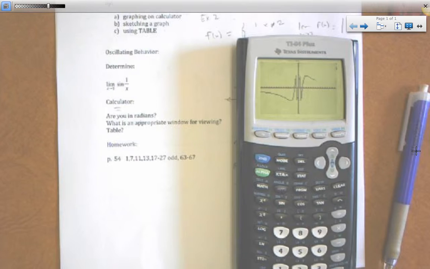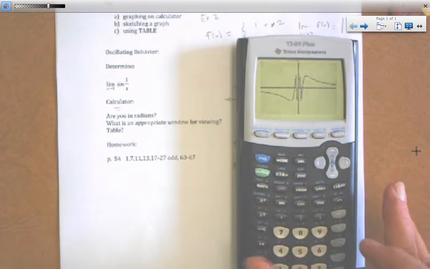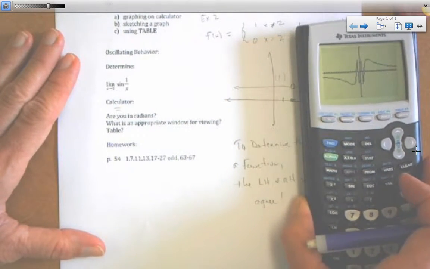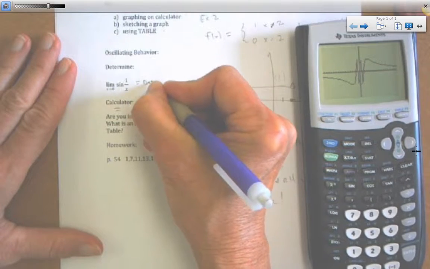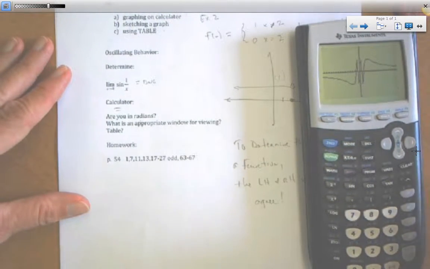Now you can see that graph jumping. This is called an oscillating function. And when a graph oscillates on either side of one location, then the limit does not exist. It doesn't have the same value consistently coming from the left or from the right.